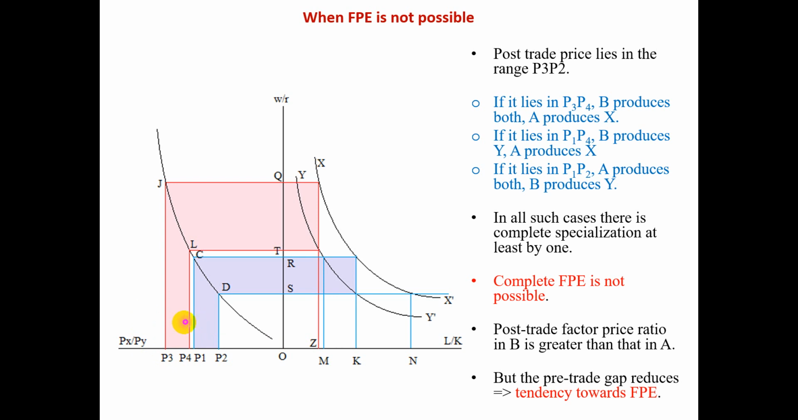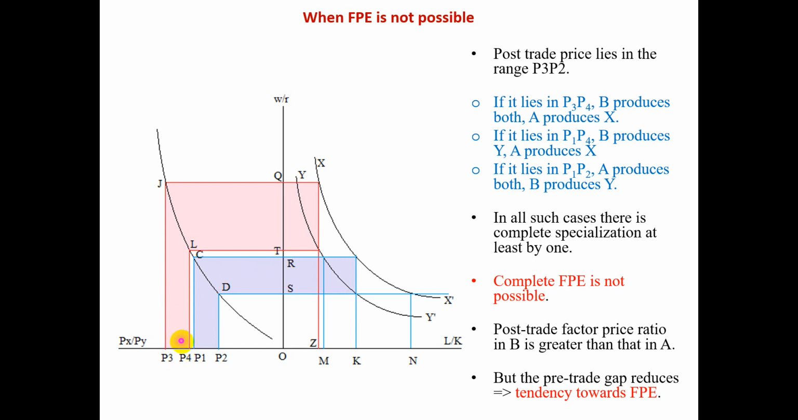But there are three zones here: P3, P4, P1, P4 and P1, P2. So these are the three zones. If the commodity price ratio lies in P3, P4, then B will be producing both, but A will be producing only X, right?